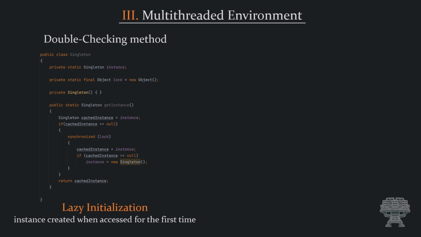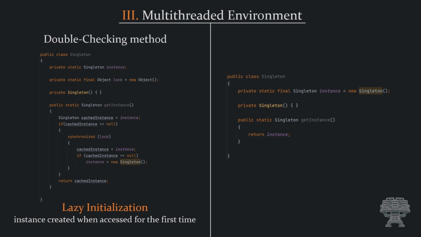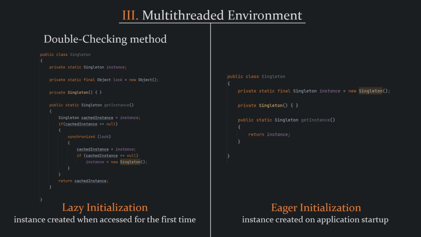Of course, if we want to enforce that the creation of the instance happens as early as possible, we can initialize our instance at declaration. In this case, we are using eager initialization. In Java, implementing singleton with eager initialization provides thread safety. Now it's important to mention that this technique only works because the Java virtual machine will make sure that the initialization of the static field happens on application startup, which means before invoking the main method.